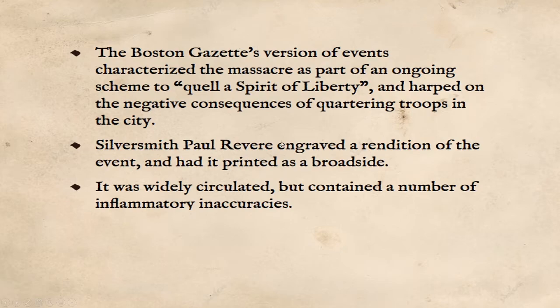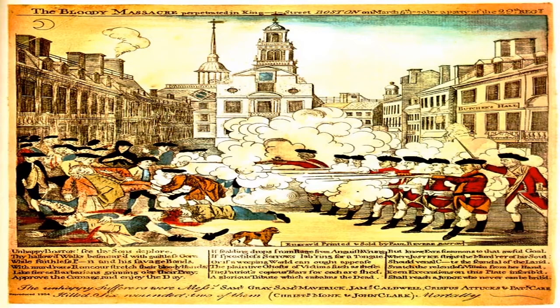Paul Revere engraved part of the event on a broadside. So remember, a broadside was like that Scooby-Doo thing that I had that's very large. And remember, he was an engraver, so he engraved an image and then put it to print and then put it on a broadside. And it was circulated, but it wasn't completely accurate, but it was still enough to inflame people at the time. This is a representation of that.